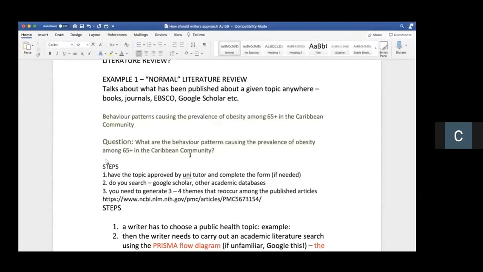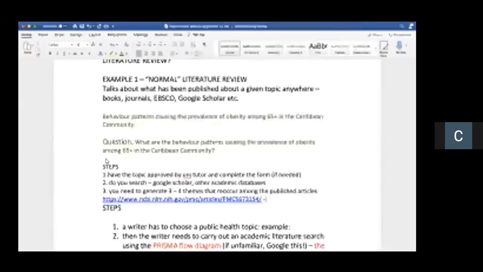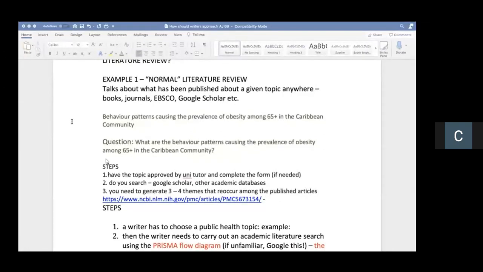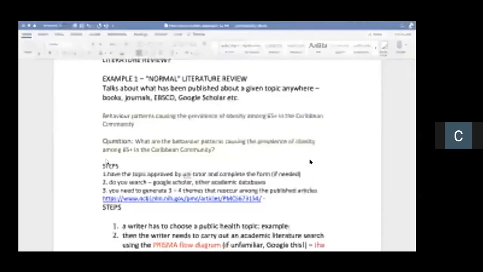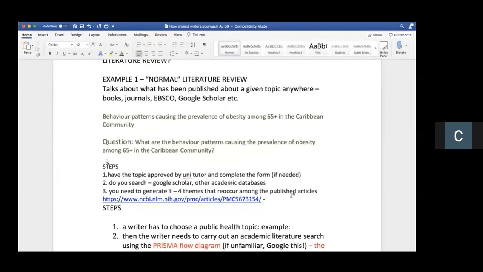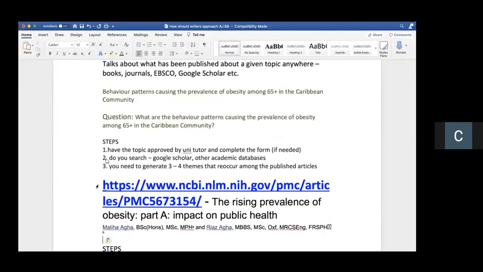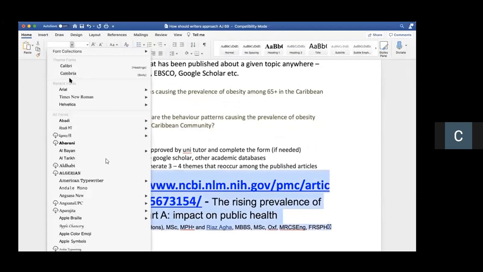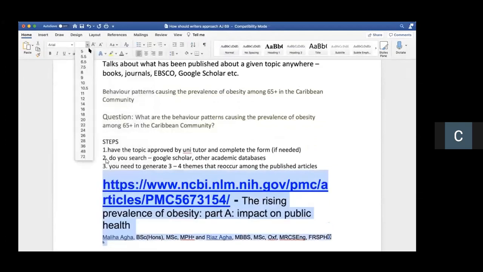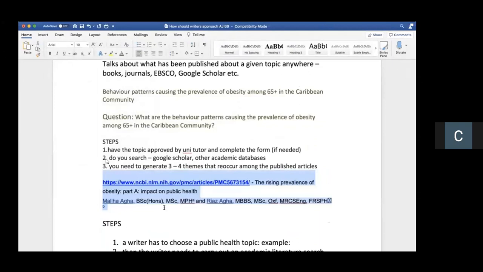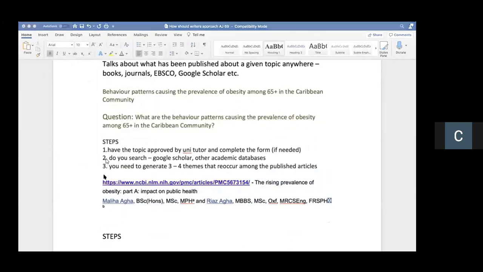Now, how you start to generate topics is you paste the links and make a note. So this article was about the rising prevalence, and this will start to give you an idea. If you think this is relevant, paste it. This is your preparatory document, so the chances are by the time you finish, you will have a few articles. You need to generate 3-4 themes that occur among published articles. So this is one theme, for example, theme 1.